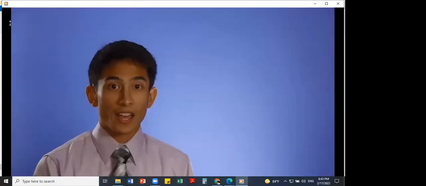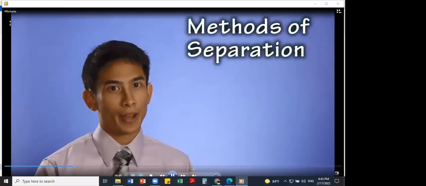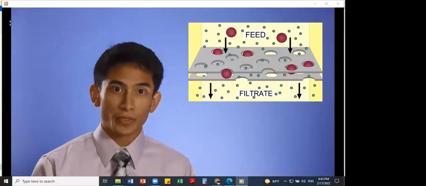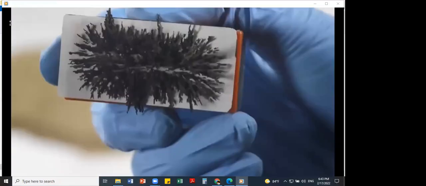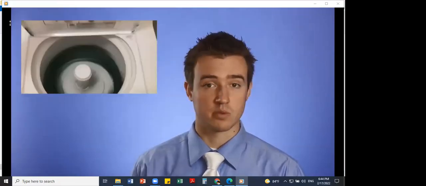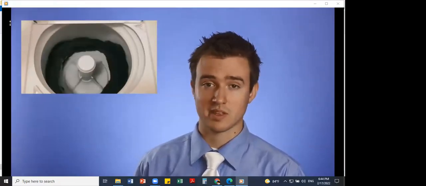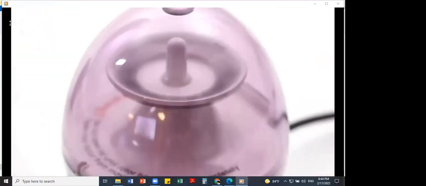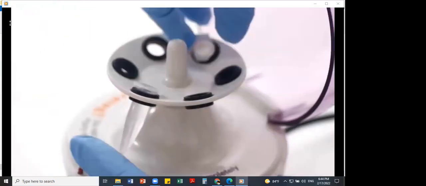Mechanical methods of separation can be as simple as picking olives off of a salad, using a filter to clean the air, or using a magnet to separate iron filings from sand. Some mixtures can be separated utilizing specialized equipment. For example, a washing machine removes water from its load by spinning. Similarly, a centrifuge forces denser substances to the bottom by spinning a sample very quickly.